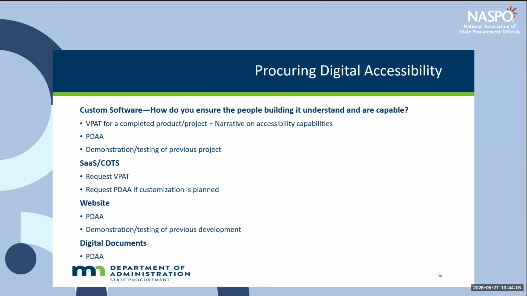So custom software, how do you ensure the people building it understand and are capable? You ask for the VPAT for that completed product or project, and then a narrative on their accessibility capabilities. You want to ask for that PDAA, and then you can also test their previous project. If you're doing something custom, it's brand new, so you're asking for the VPAT for something that is already completed, and they're showing you with that VPAT that they have an understanding of accessibility and built it into the thing that they did before. They're also telling you about their accessibility capabilities. That PDAA really helps us evaluate the contractor on their own internal capabilities and how they've integrated it into their organization. And then demonstration and testing of that previous project.